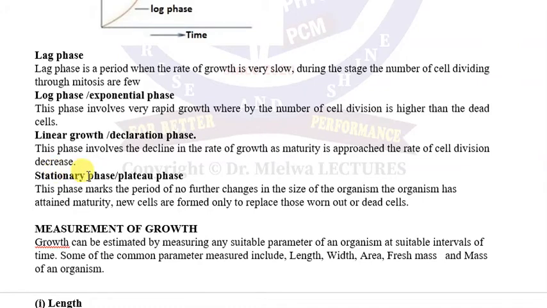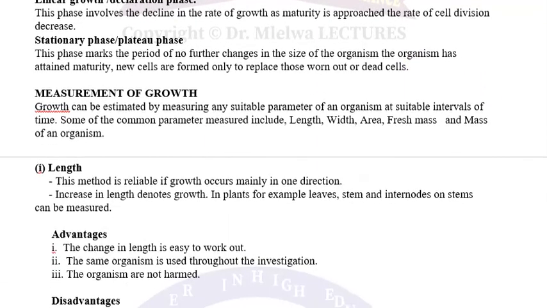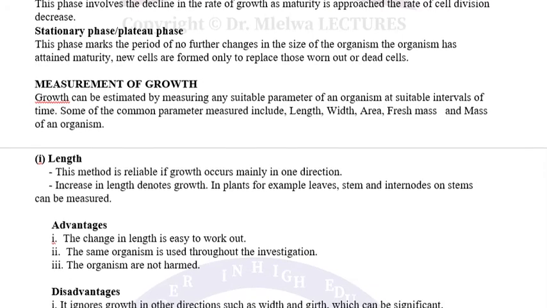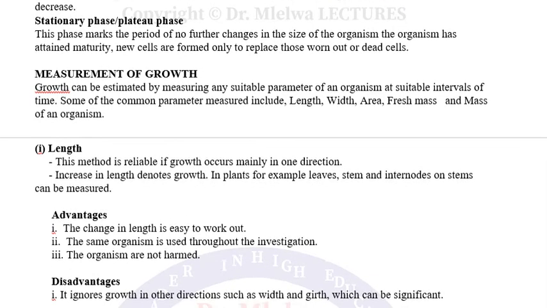And then later we will have the stationary phase or the plateau phase. This phase marks the period of no further change in the size of the organism. The organism has attained maturity. New cells are formed only to replace those worn out or dead. In some organisms growth also begins to decline, so we have the decline phase, where the number of cells that die exceeds the number of cells formed. So actually that is the explanation about the growth curve.